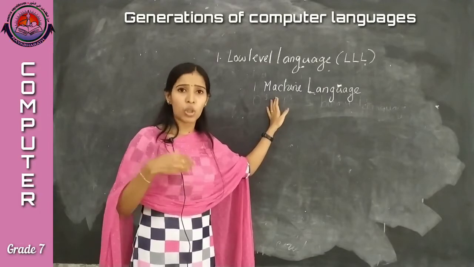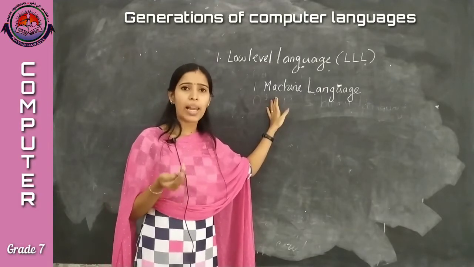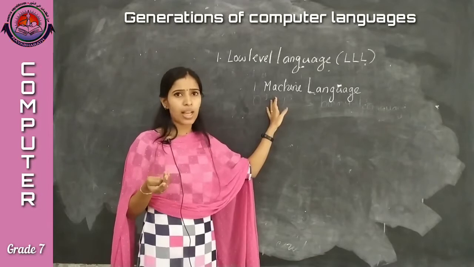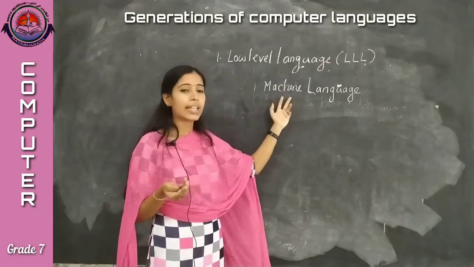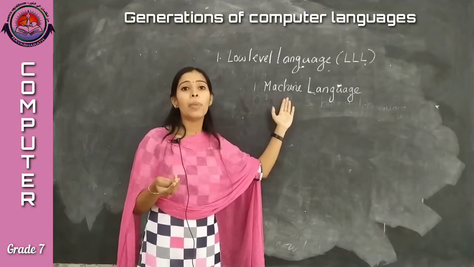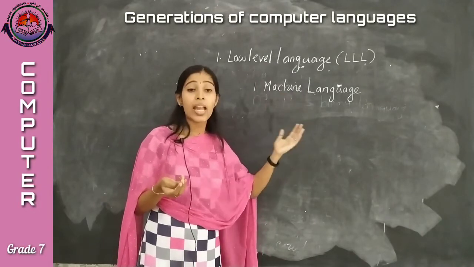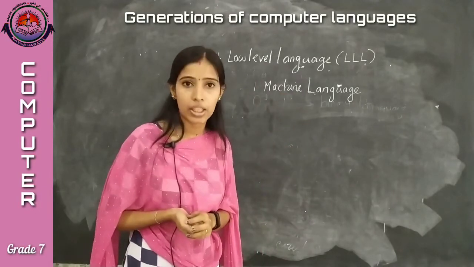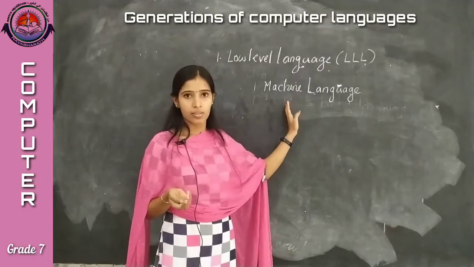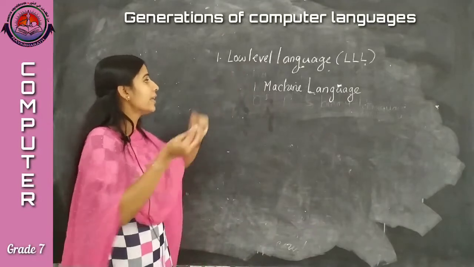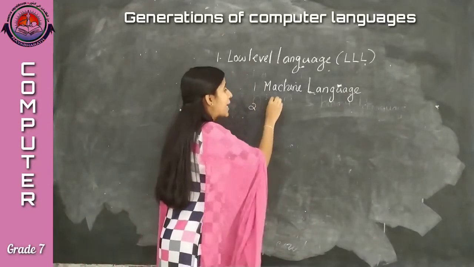Whatever we are typing in our own language, either English, Hindi, Malayalam or some other language, will automatically be translated into machine language or binary language with the help of some converters. The details of converters we can discuss in the next class. So, the second low level language is assembly language.